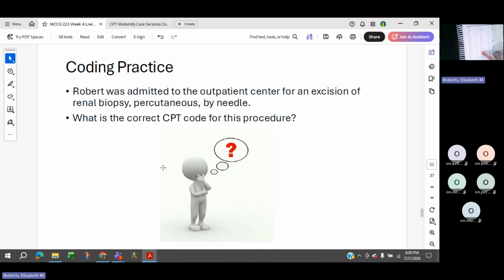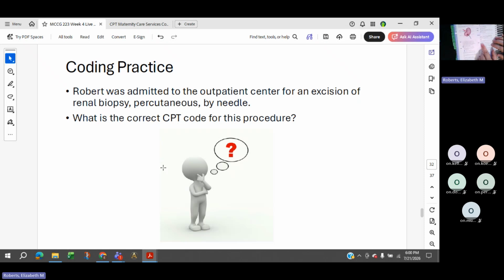We don't have the word renal. Okay. So what are we going to do? What does renal mean? It refers to the kidney, right? So anatomy, medical terminology is important. And then we do have kidney, needle biopsy of the kidney, and it's going to lead us to 50200.